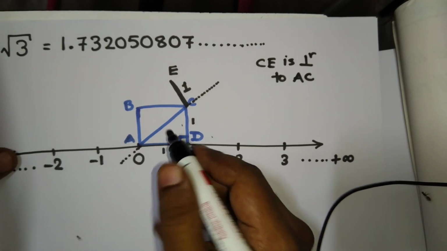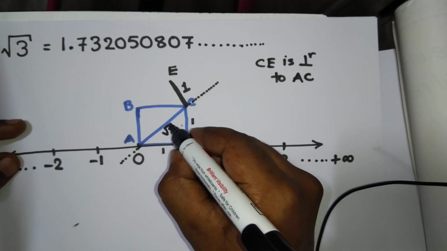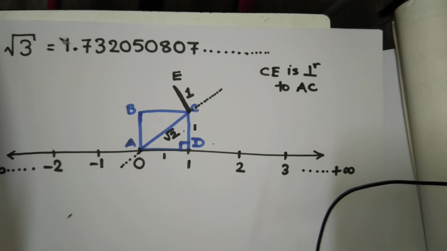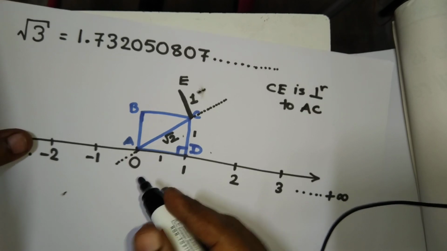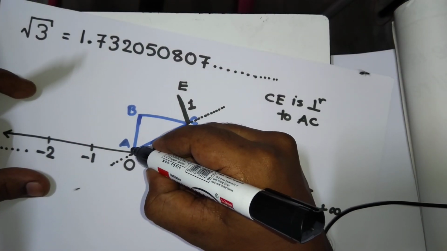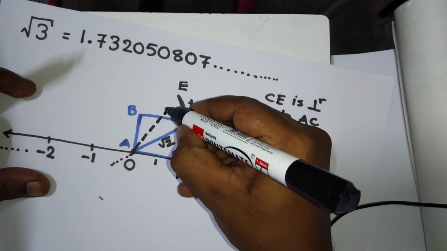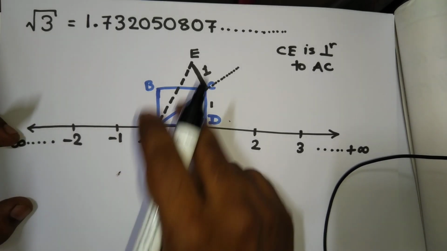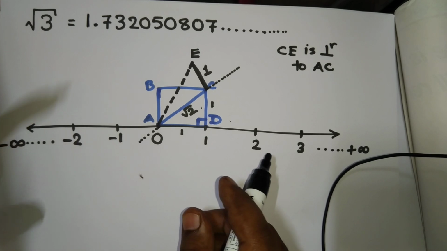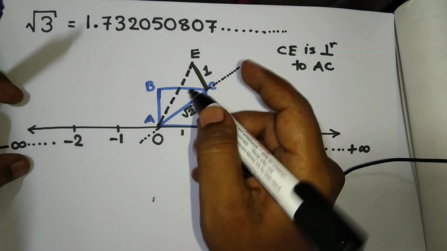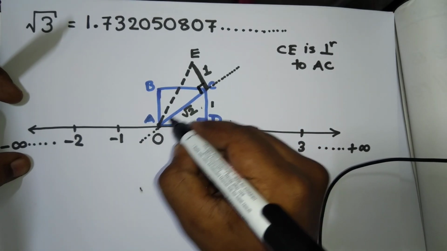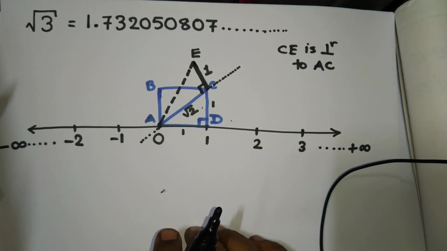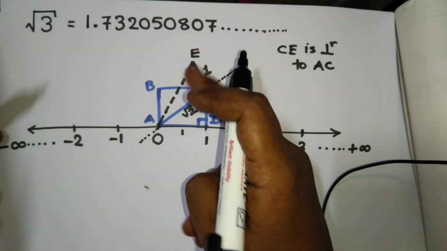Meanwhile, we know that AC length is square root of 2, and CE is of length 1. So now what to do? We can construct a hypotenuse like this. So we have constructed a hypotenuse AE. Now this is your right angle triangle. AC becomes the adjacent side or base, CE is the opposite side, and AE is the hypotenuse.